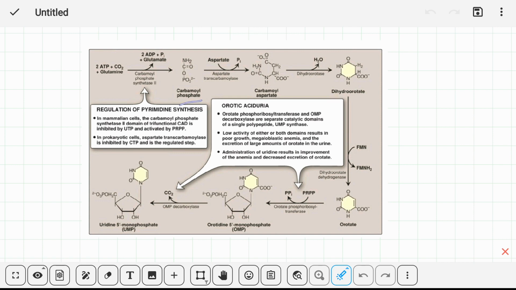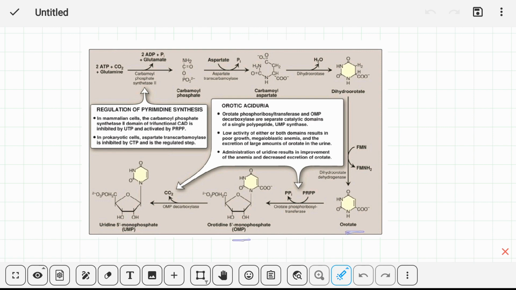This carbamoyl phosphate is then acted upon by aspartate transcarbamylase enzyme to form carbamoyl aspartate, which is then acted upon by dihydroorotase enzyme to form dihydroorotate. Dihydroorotate is then converted into orotate in the presence of dihydroorotate dehydrogenase enzyme. The hydrogens removed in this reaction are used basically in the conversion of FMN into FMNH2.